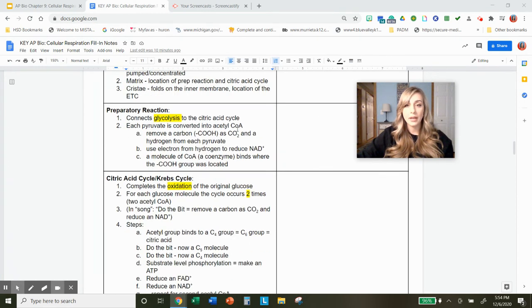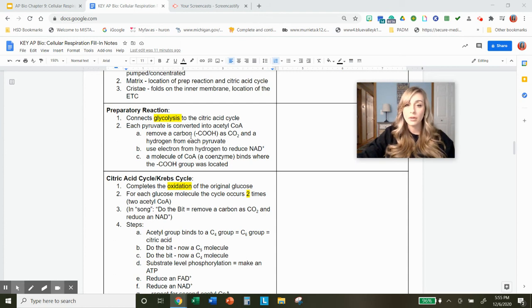All right, so the prep reaction, that was going from pyruvate to acetyl-CoA. It's going to connect glycolysis to the citric acid cycle. It's connecting that molecule we started with the molecules that we got out of the Krebs cycle. When I say citric acid, same thing as Krebs, okay? It's like saying Calvin and light independent. They're going to be synonymous with one another.